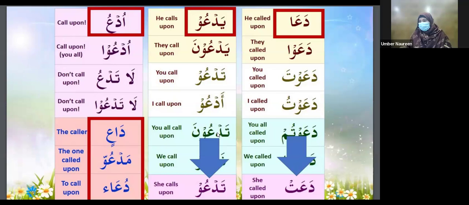Sister Fatima Ahmed, Jazakallah, please. Da'a, he called upon. Da'aw, they called upon. Da'ata, you called upon. Da'autu, I called upon. Da'autum, you all called upon. Da'auna, we called upon. Da'at, she called upon. Yad'u, he calls upon. Yad'una, they call upon. Tad'u, you call upon. Ad'u, I call upon. Tad'una, you all call upon. Nad'u, we call upon. Tad'u, she calls upon.